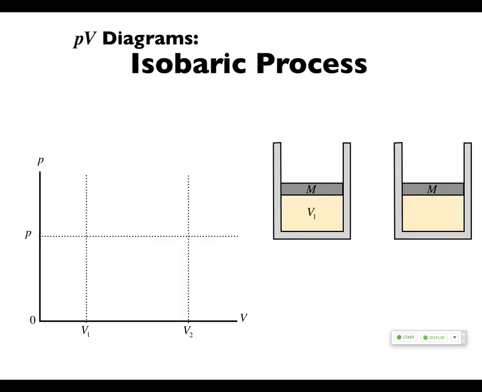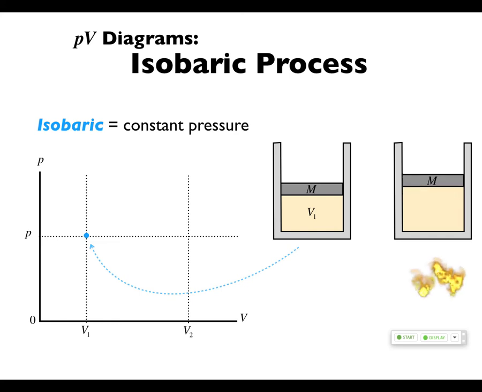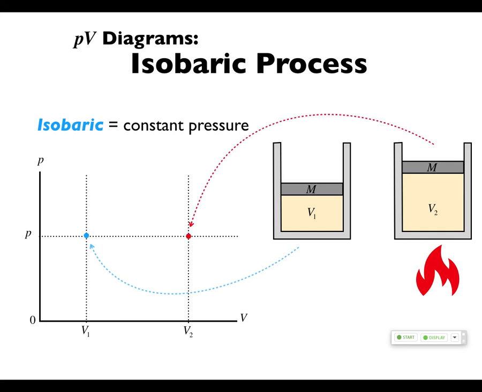So let's look at what this looks like. We have constant pressure. Here's our first situation. That guy has volume 1. The pressure depends on the mass of the piston and the atmospheric pressure. Then we add some temperature. What do we know about the pressure? Constant, right? Because we have the same piston, but the volume changed. So this is an isobaric process, and this would be called an isobaric expansion.